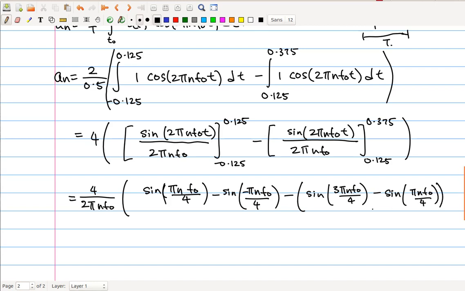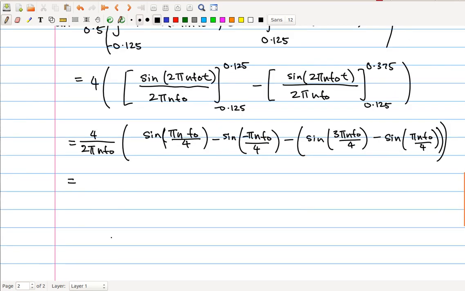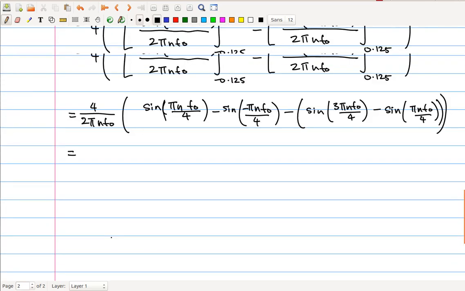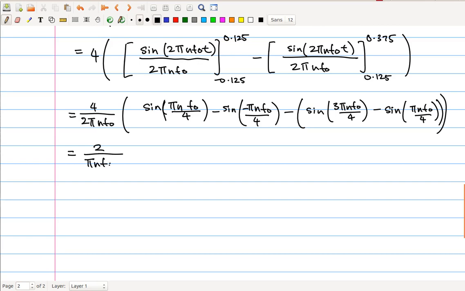Okay, so it may look bad, but let's work through this one at a time. Okay, it will simplify and work out. So don't let this intimidate you in any way. Let's keep going. Okay, so in simplifying, let's just start from the very start. We have here 2 on pi n f naught. The 2's will cancel from numerator and denominator, so that's what we'll get as a coefficient. Okay, now after this, so sine pi n f naught on 4. I can't do much with that, I'm going to leave it.